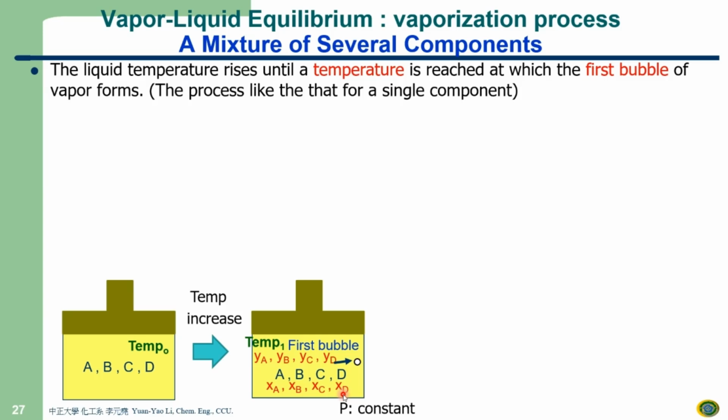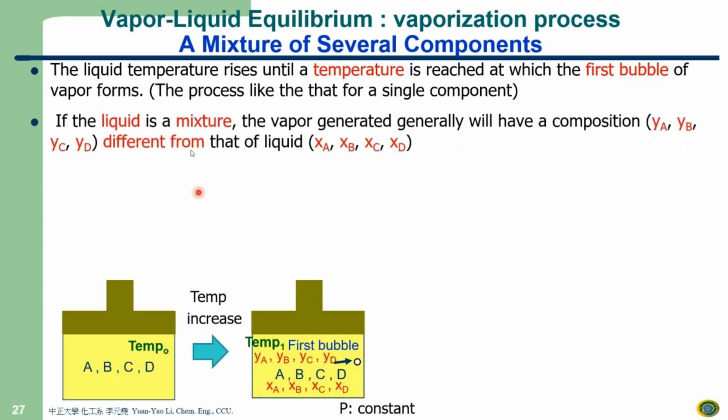Okay, like the previous page. So if a liquid is a mixture, A, B, C, D, for example, the vapor generated generally will have a composition, YA, YB, YC, YD, different from that of liquid. Why will YA, YB, YC, YD be different from XA, XB, XC, XD? Because they have different volatility, right? Water and alcohol, they have different volatility. So that's why the composition in this bubble will be different from the composition in the liquid.